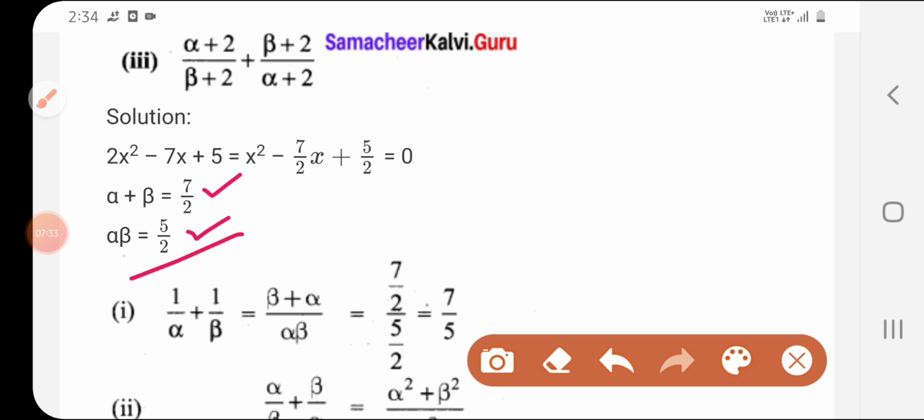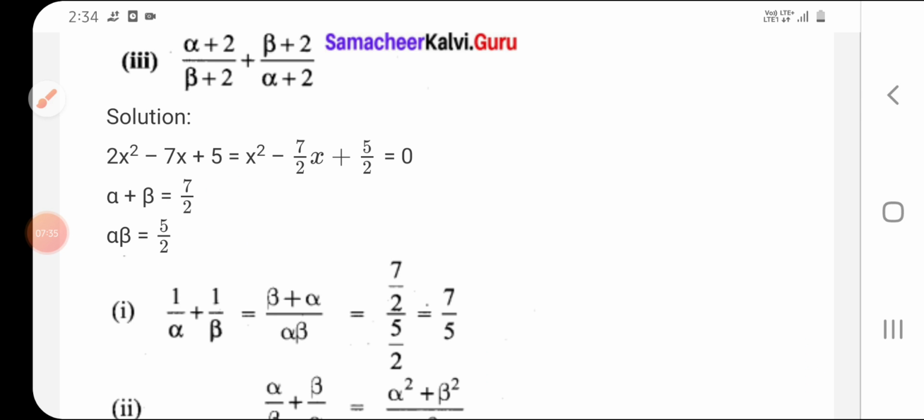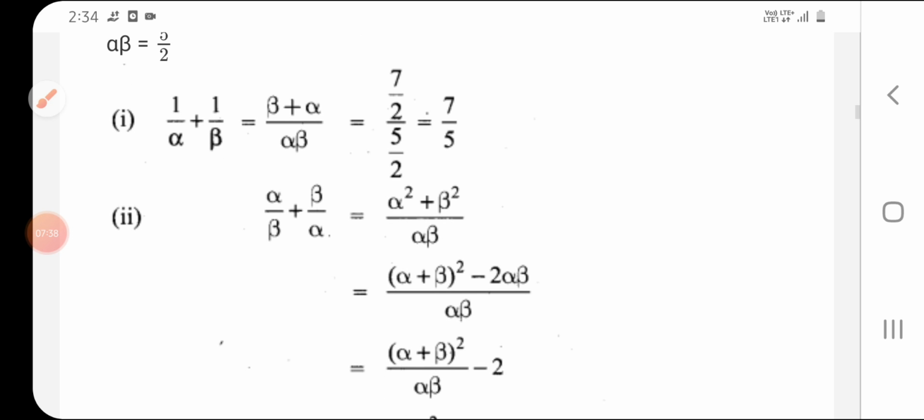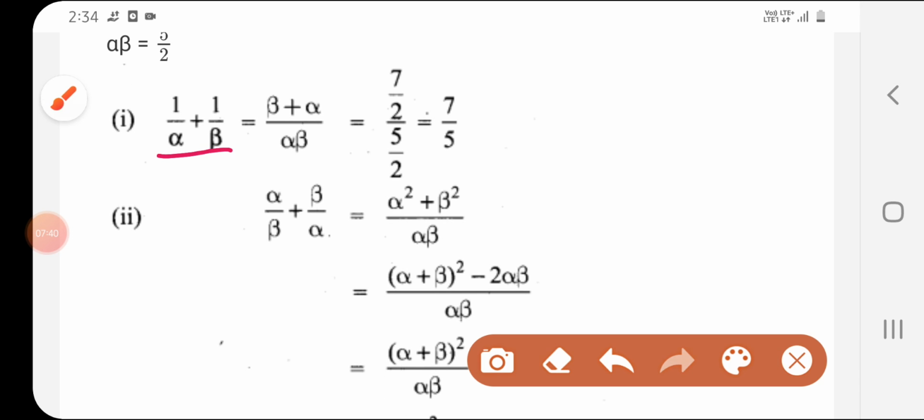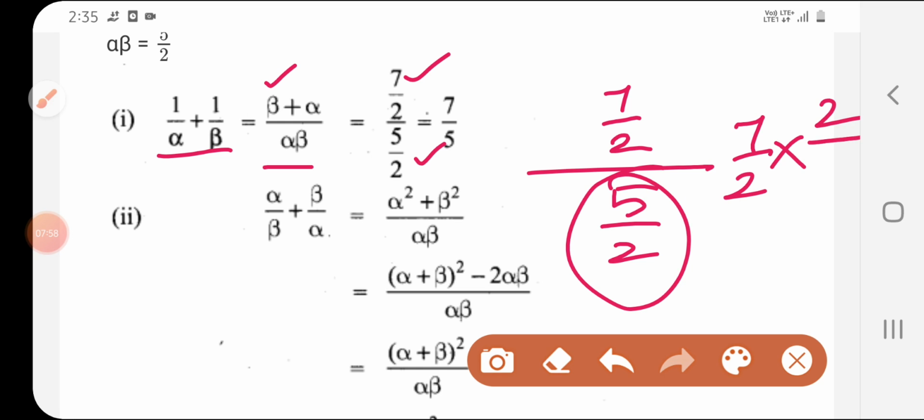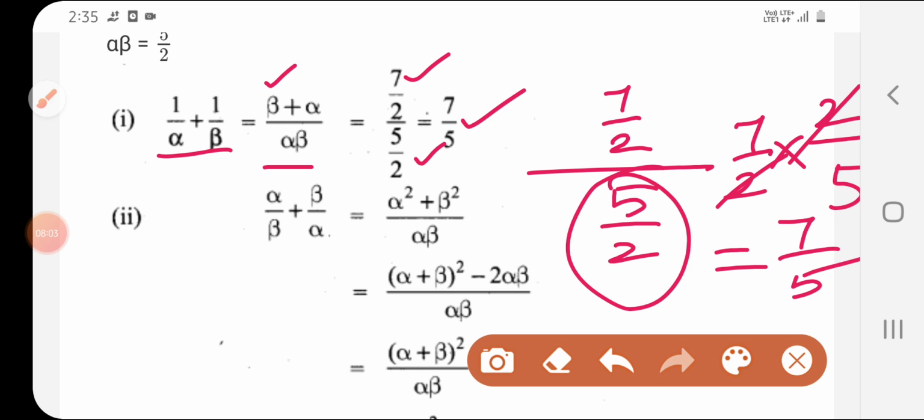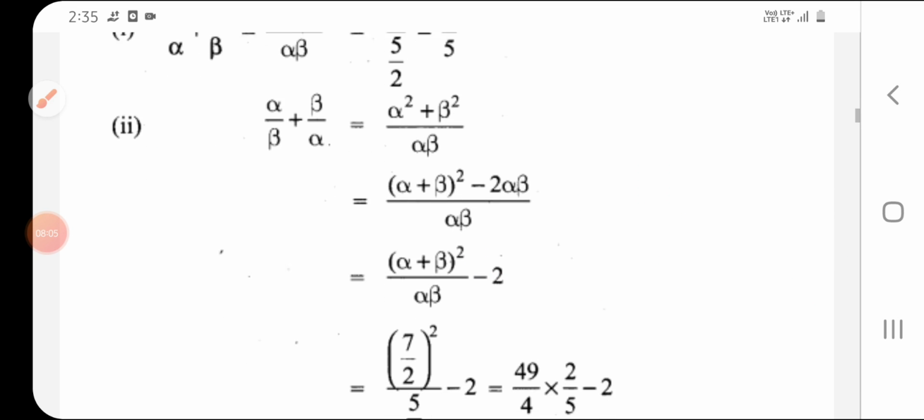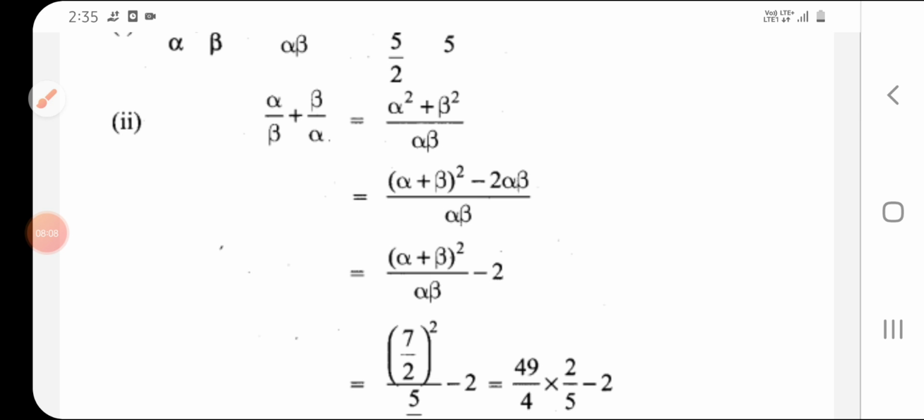By using these values, we can easily simplify the question, given question 1 by alpha plus 1 by beta. Here we have to take the LCM. It is beta plus alpha by alpha beta. Here the sum is 7 by 2, the product is 5 by 2. So 7 by 2 divided by 5 by 2. We can write this as 7 by 2 into the reciprocal of this term, 2 by 5. Now 2 cancels. So our required answer is 7 by 5. Clear?